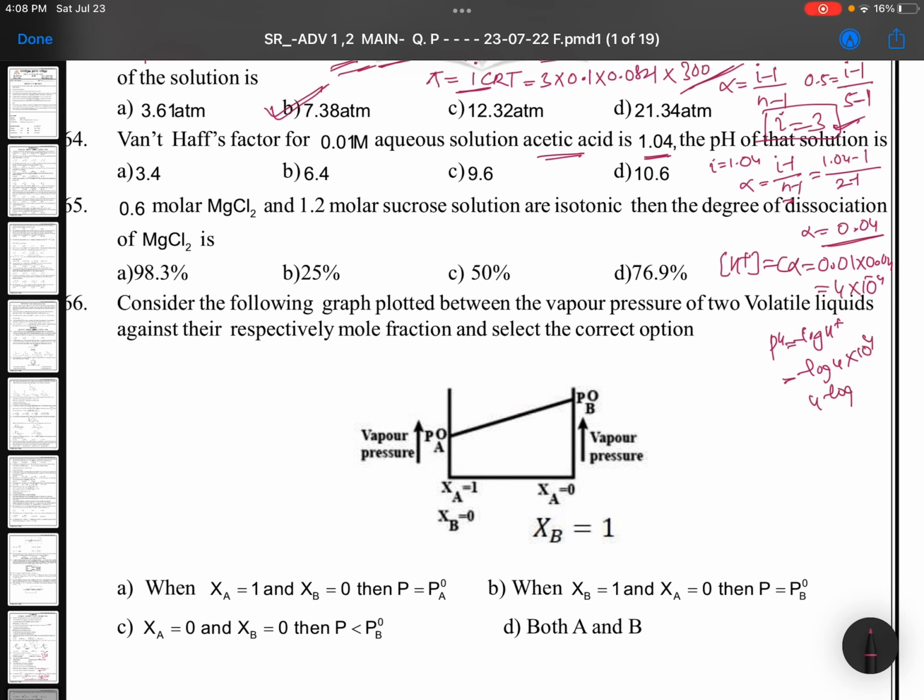4 minus log 4. So something into 3, that is 3.4. 3 minus log 3 value is 0.4771. It will come around log 3.4. So answer is 3.4, sorry.